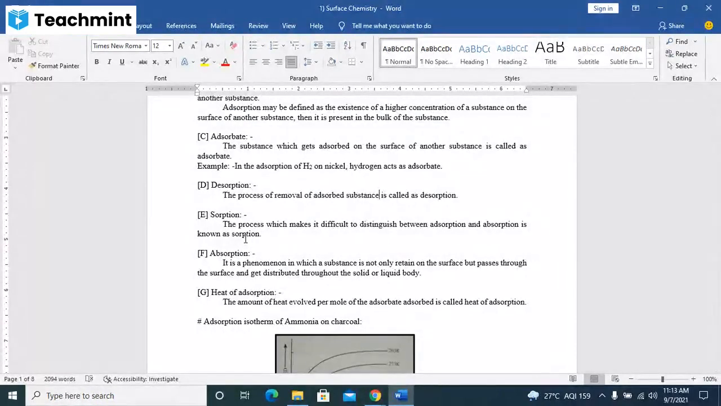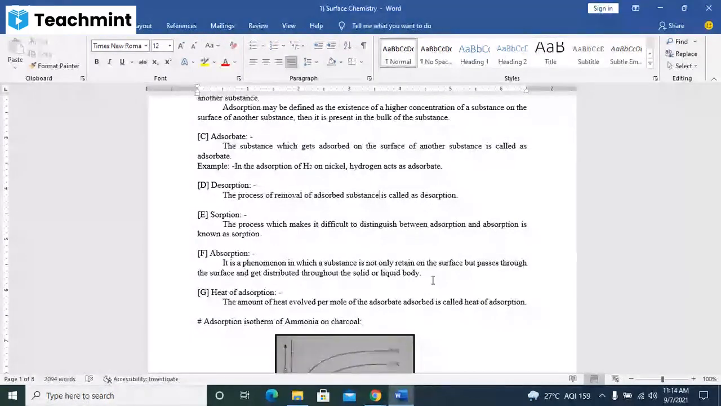Sorption. Okay. Then absorption, it is a phenomenon in which a substance is not only retained on the surface but passes through the surface and gets distributed throughout the solid or liquid body. उसे हम क्या कहते हैं? Absorption. ये definition जो है, it is very much useful as far as your MCQ is concerned.